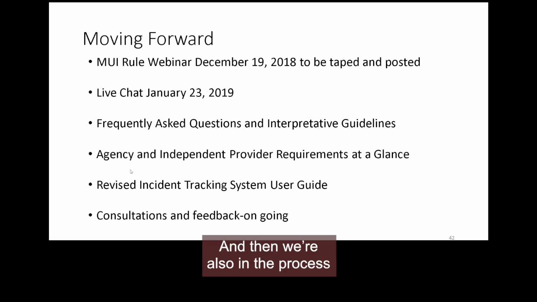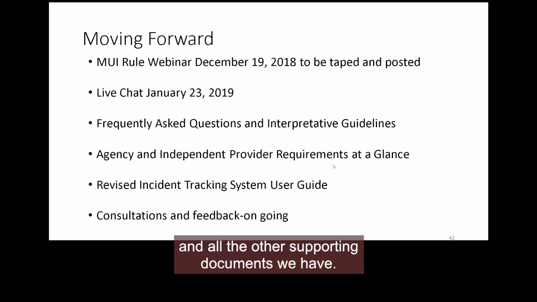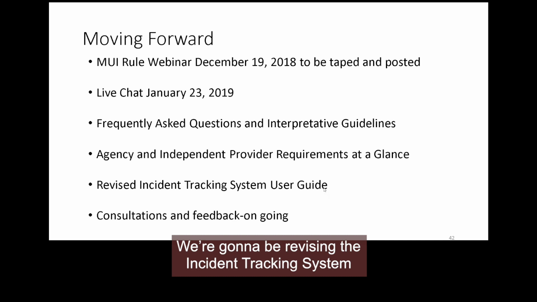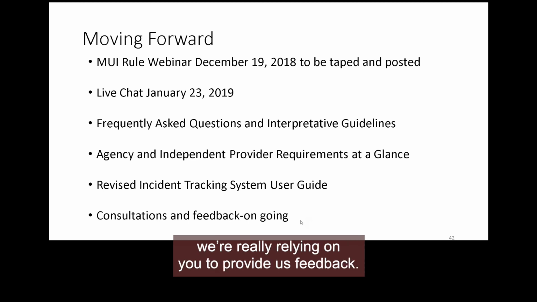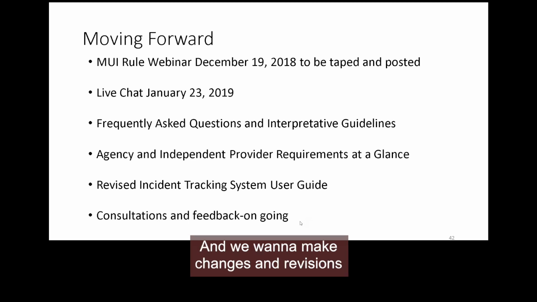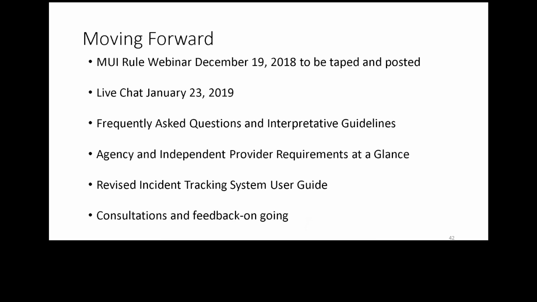And then we're also in the process of looking at all the agency and independent provider requirements at a glance and all the other supporting documents we have. We're going to be revising the Incident Tracking System User Guide. And with this process, just like any, we're really relying on you to provide us feedback, and we want to make changes and revisions to make this as workable and as fluid a process as possible.